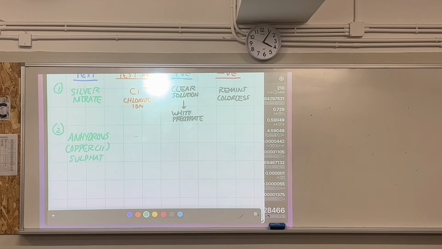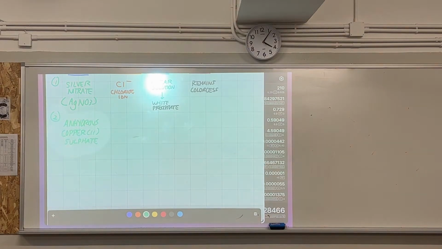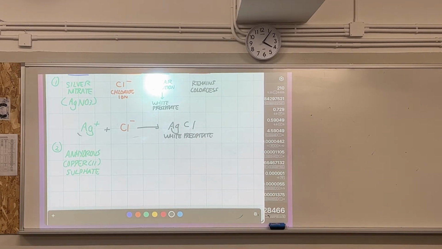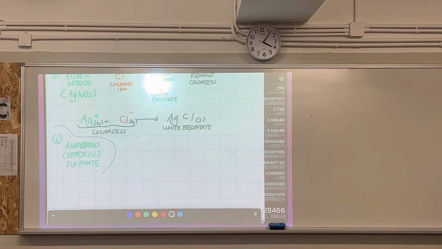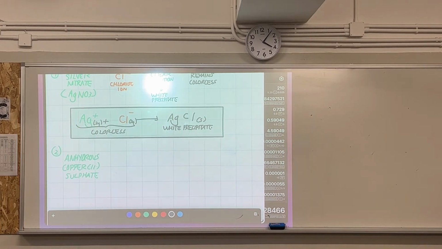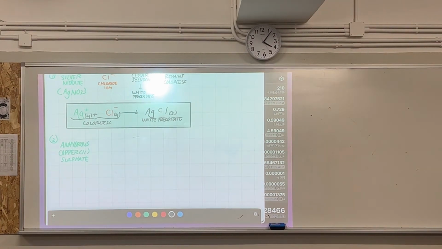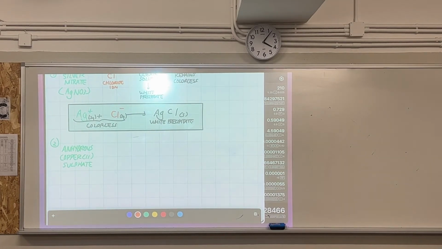If that's too much to write down the formula, also do that for silver nitrate. Silver nitrate has Ag plus ion in it. When Ag plus reacts with chloride ion, they form a white precipitate. These are both colorless though, and they are aqueous. And this is a solid white precipitate. So they will ask you to write an equation for each test. So this is the equation for the first test. What is the equation for the second test? Like you all just mentioned, copper(II) sulfate tests for the presence of water.